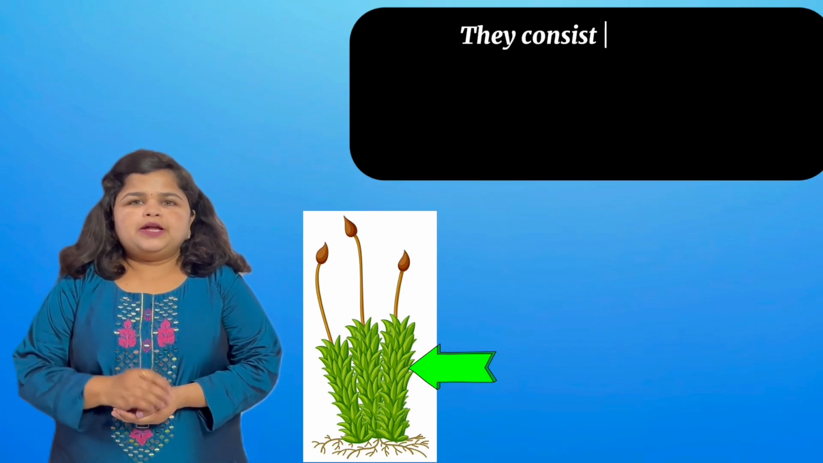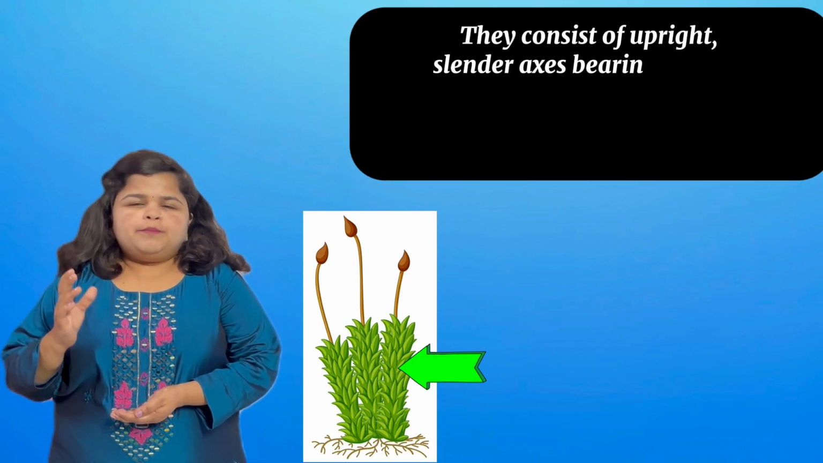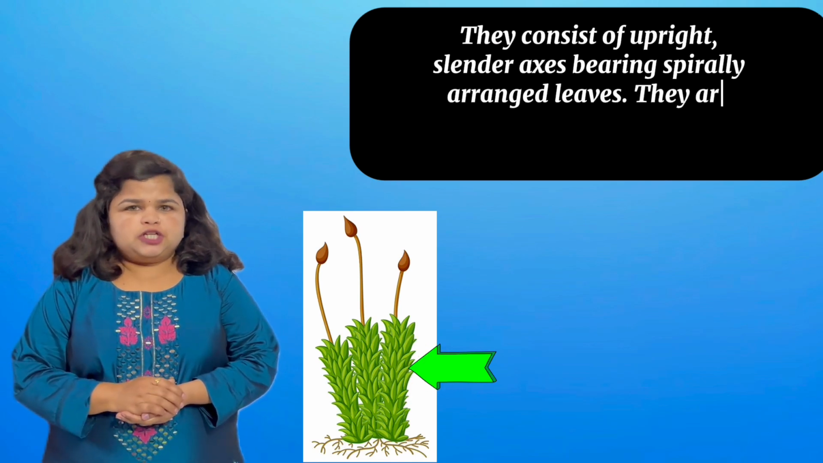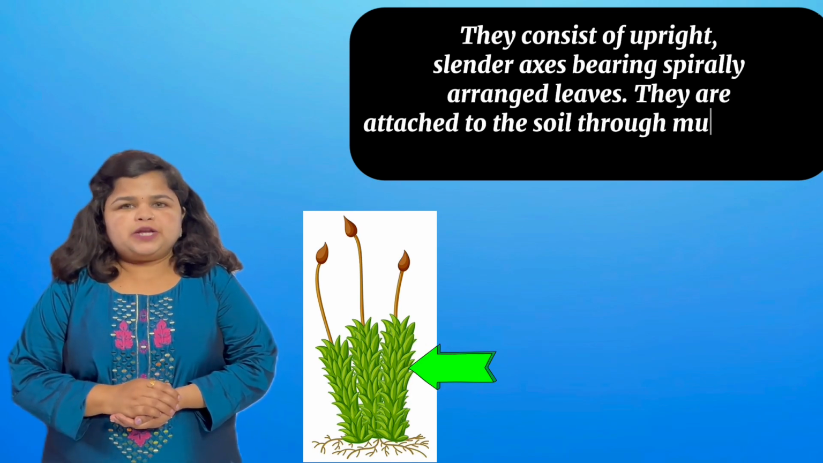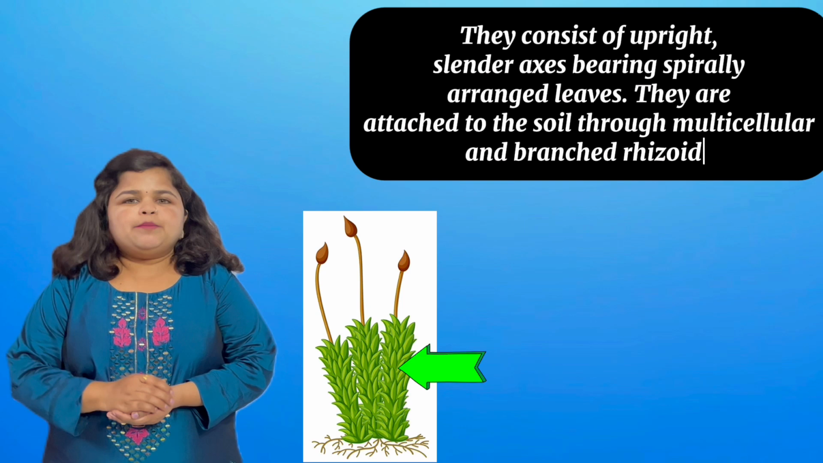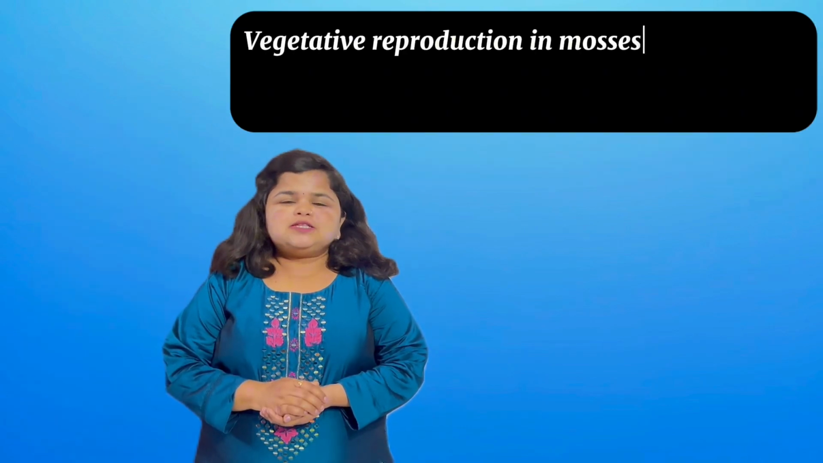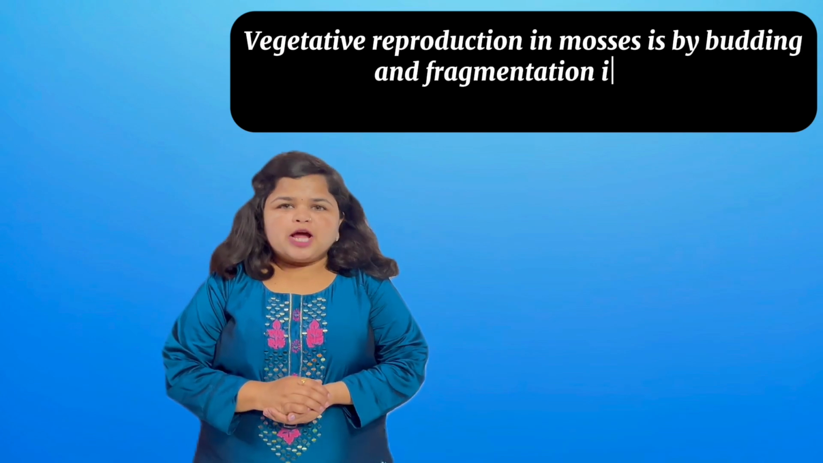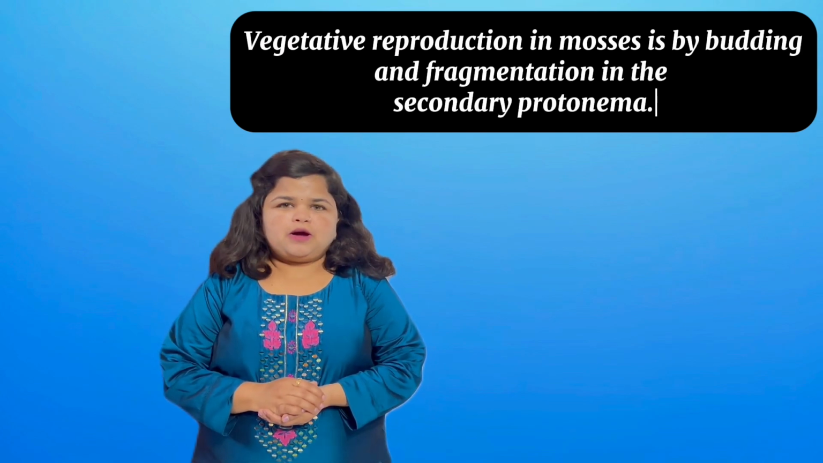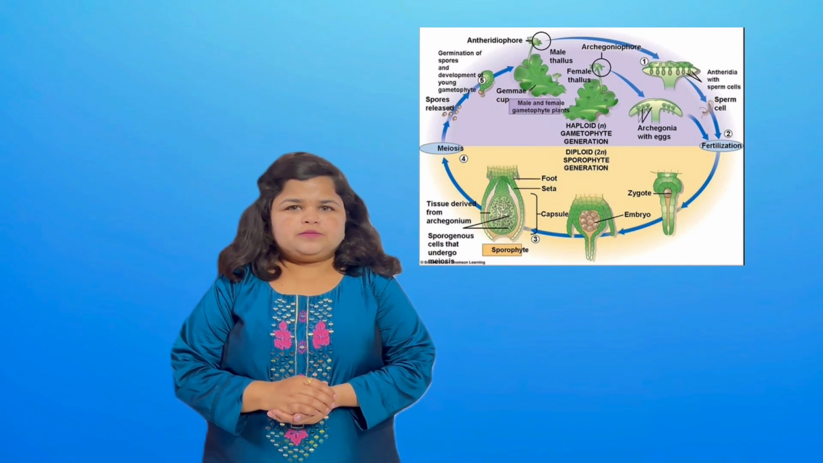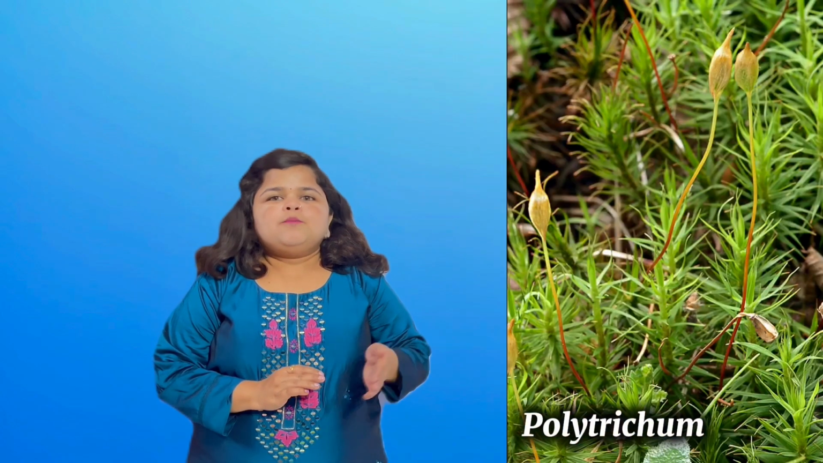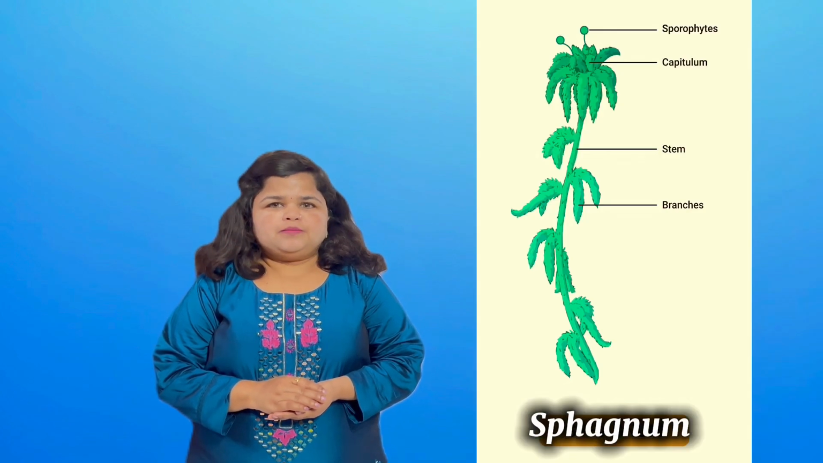It is upright and slender, with an axis bearing spirally arranged leaves, which is attached to the substratum with unicellular and multicellular rhizoids. Vegetative reproduction in mosses takes place by budding and fragmentation of the secondary protonema. And the sexual reproduction is similar to the liverwort, which I have already explained. Examples of mosses are Funaria, Polytrichum and Sphagnum.